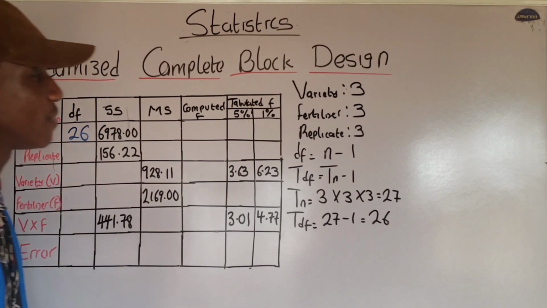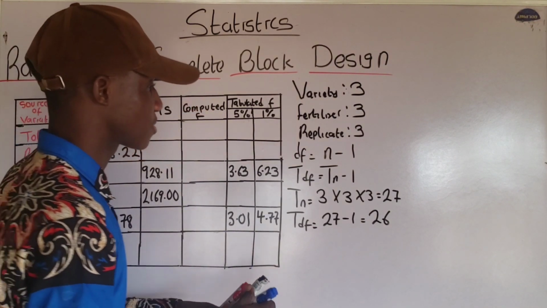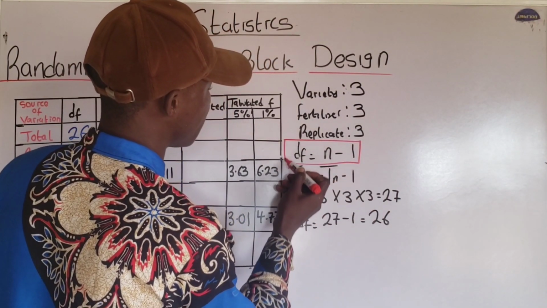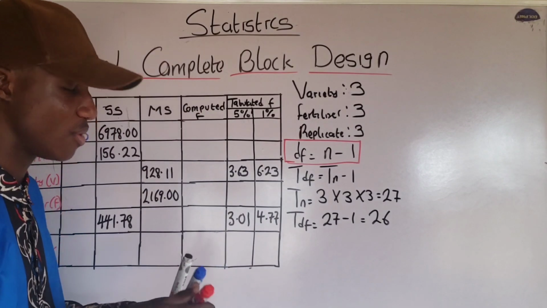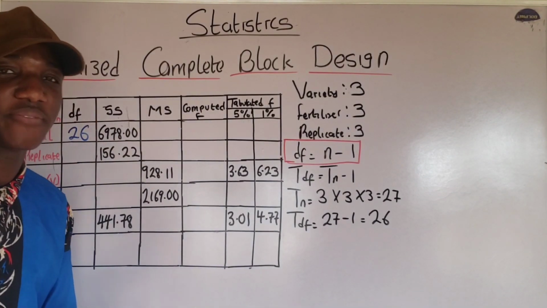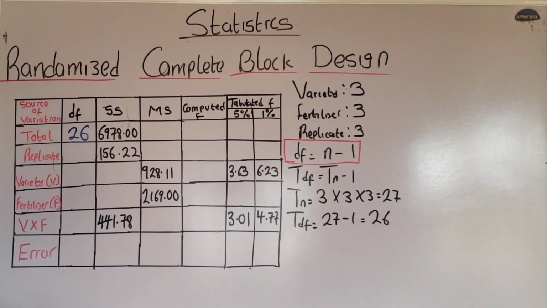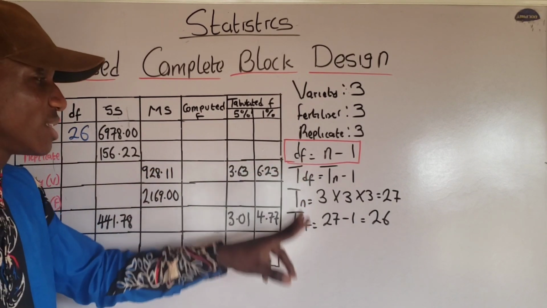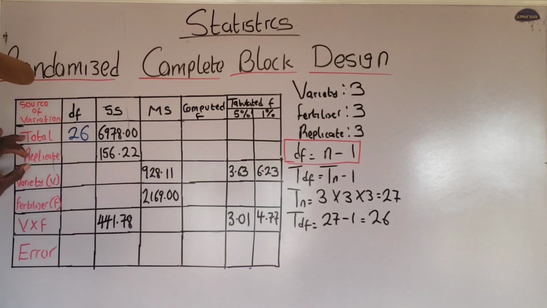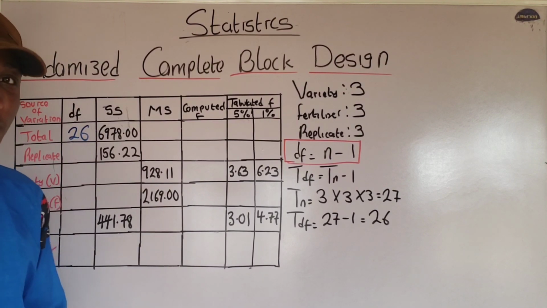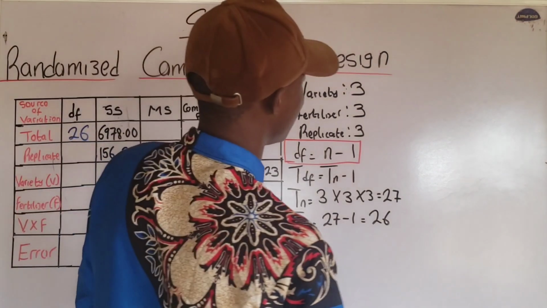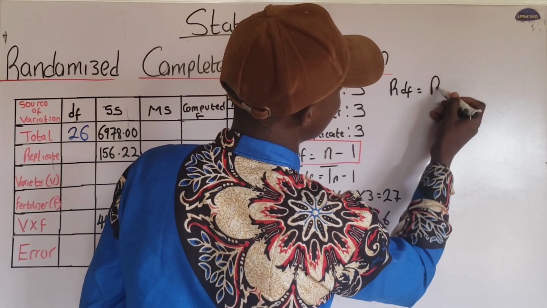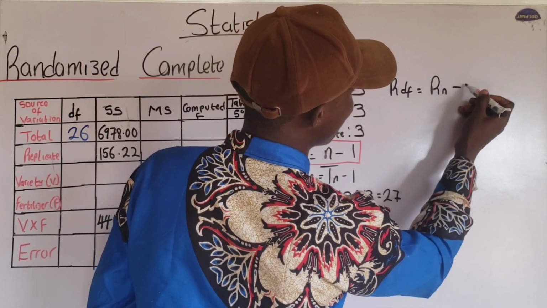This is the formula for degree of freedom. Degree of freedom is equal to n minus 1. Whether replicate, variety, or total, degree of freedom is n minus 1. So, we've gotten the degree of freedom for total. Let's get the replicate degree of freedom. How many replicates do we have? Please pay attention: the replicate degree of freedom is equal to the total number of replicates that we have, Rn, minus 1.